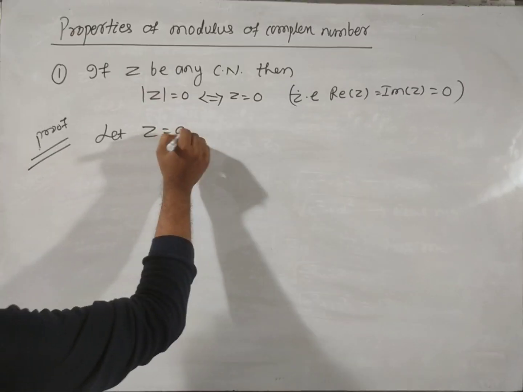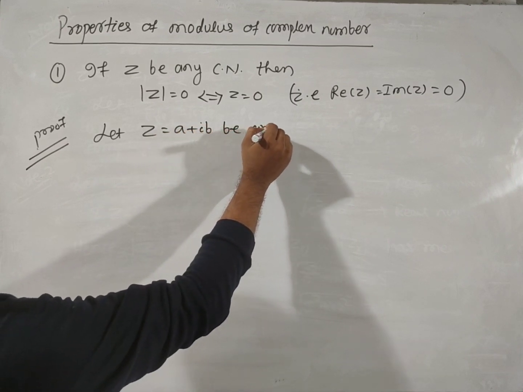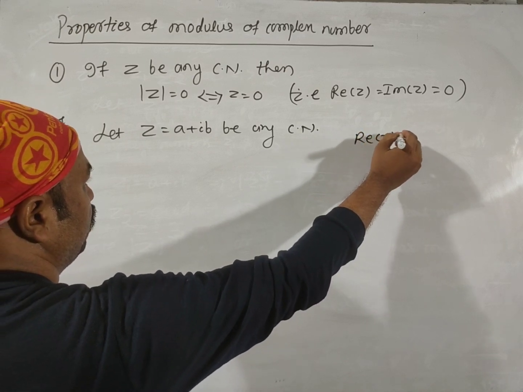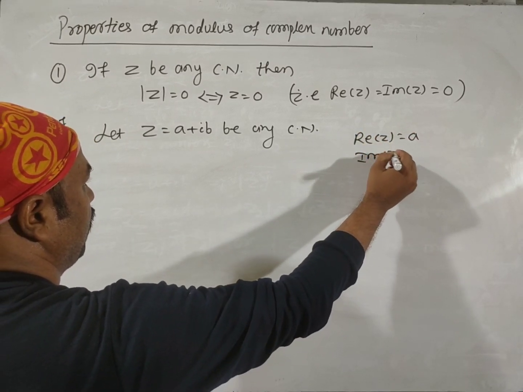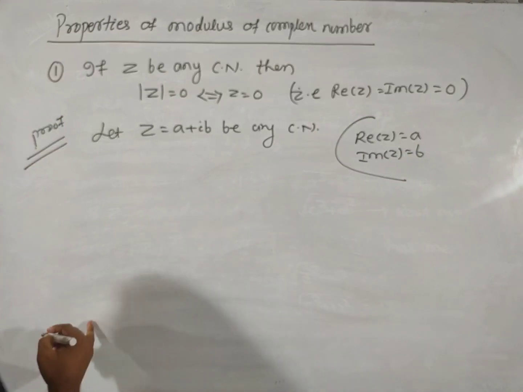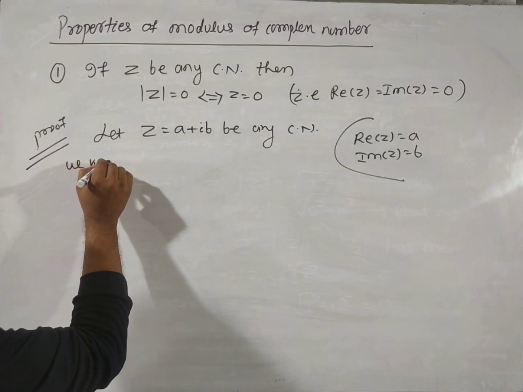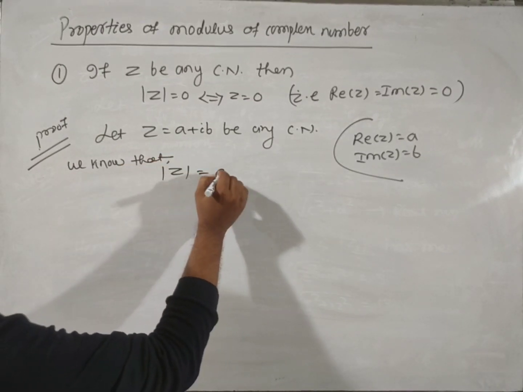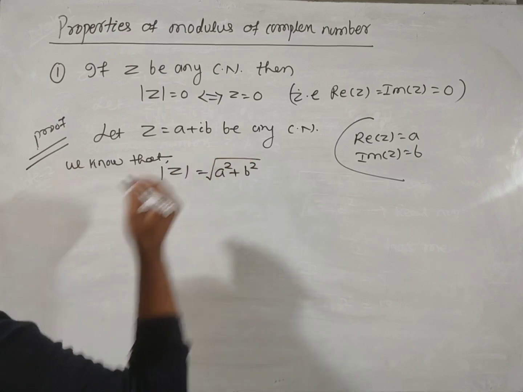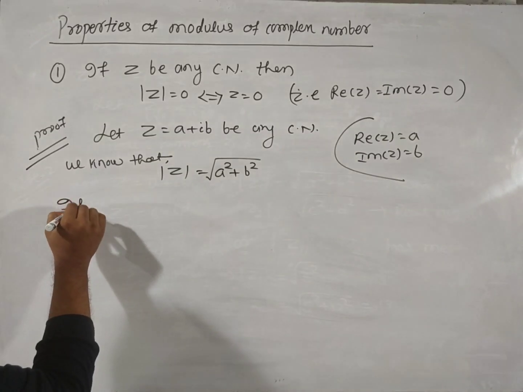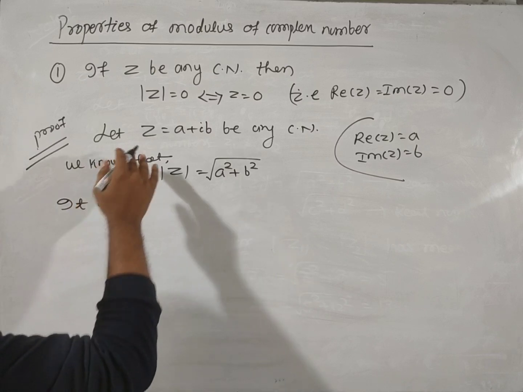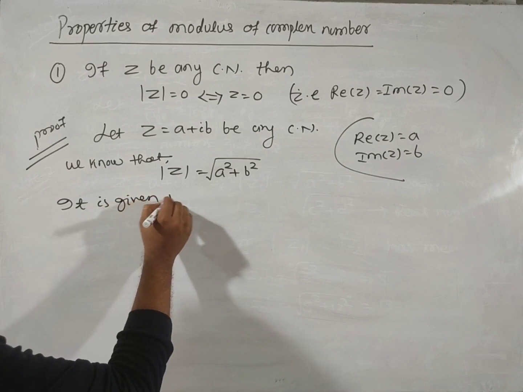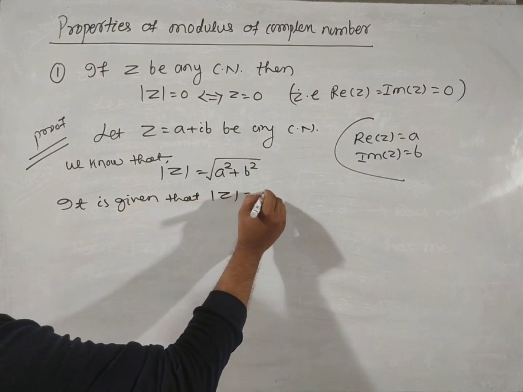Let Z is equal to a plus ib be any complex number. Here real part of Z is equal to a, imaginary part of Z is equal to b. We know that modulus of Z is equal to square root of a square plus b square. Suppose we are going to prove this from left hand side to right hand side. It is given that modulus of Z is equal to 0.